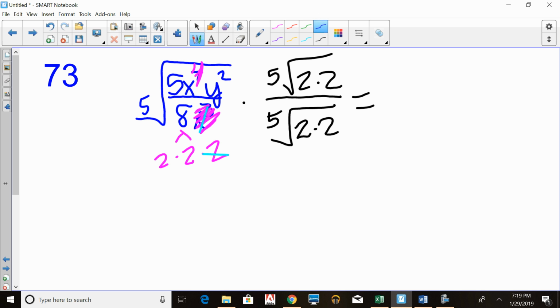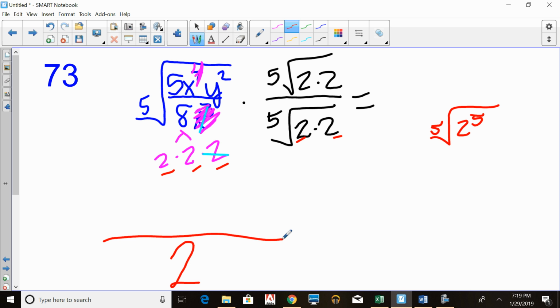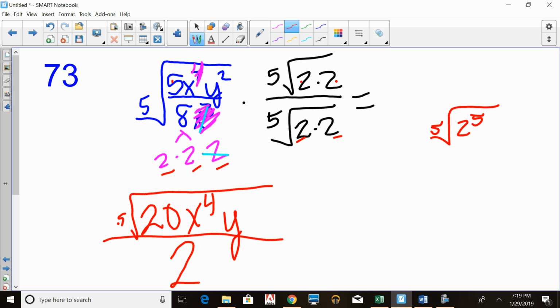So therefore, let's see. 2 times 2 times 2 times 2 times 2 is 2 to the fifth, and the fifth root of 2 to the fifth is 2. And in the numerator, we have a 5 and a 2 and a 2, which is 20. And it's still fifth root of that. And x to the fourth, y squared. And that's all you can do with that one.